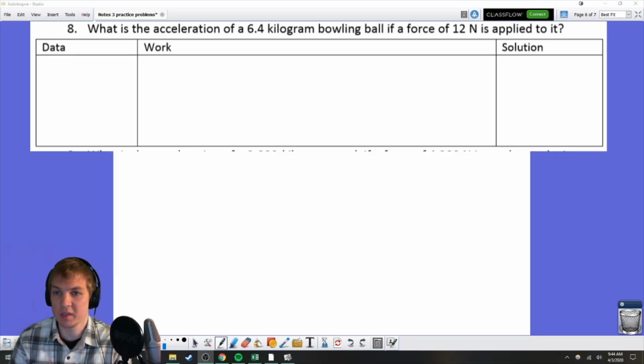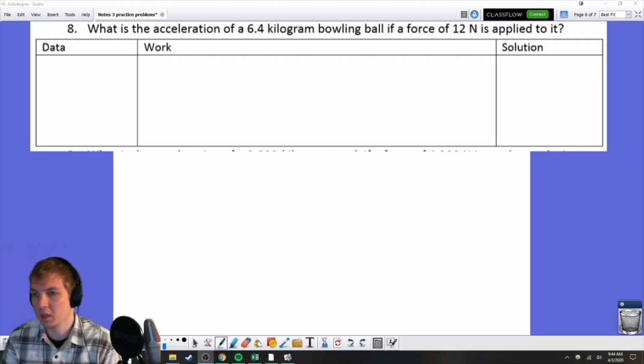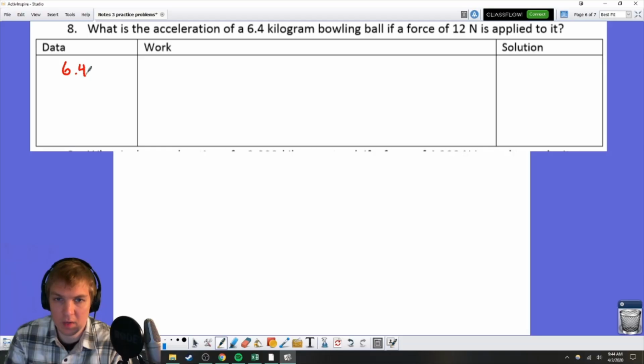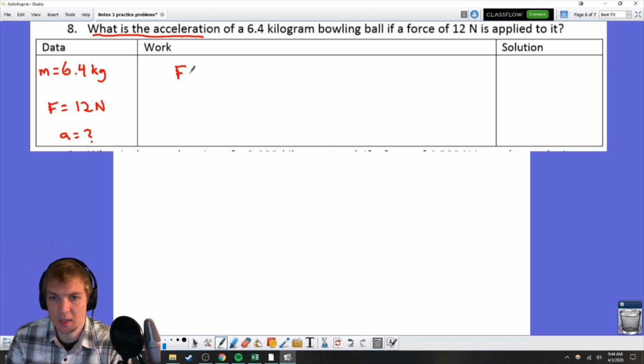Number 8 says, what is the acceleration of a 6.4 kilogram bowling ball if a force of 12 newtons is applied to it? Okay, so we have 6.4 kilograms, that's our first value, and then 12 newtons. And then we have to identify these. This is a mass, and this is a force. And the question is asking for, what is the acceleration? Do we know acceleration? Not yet.